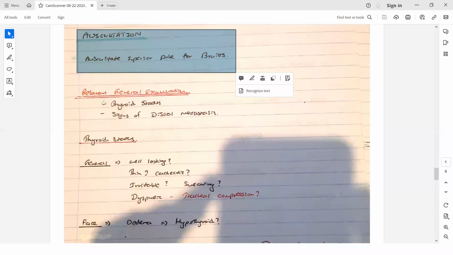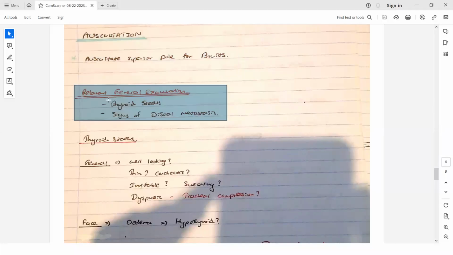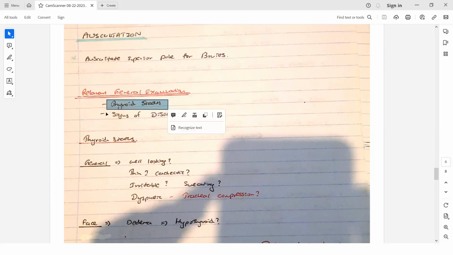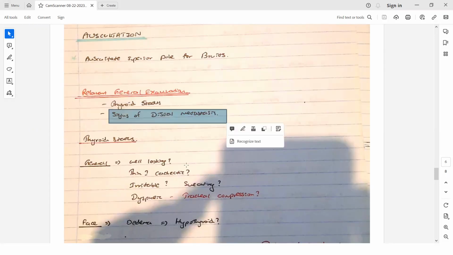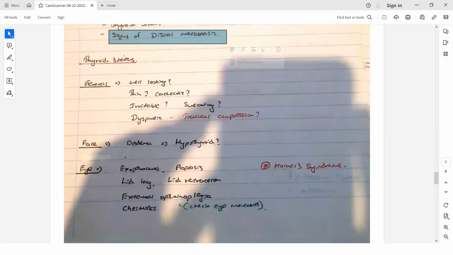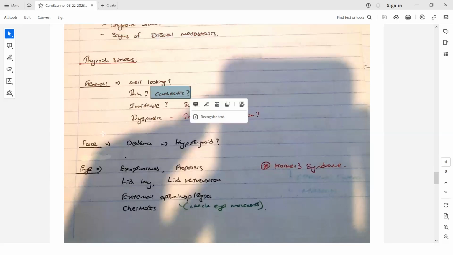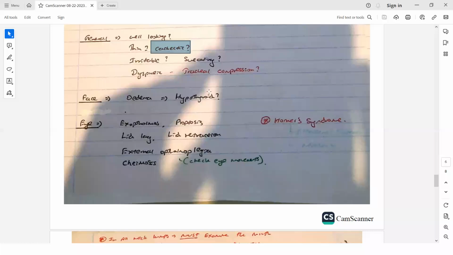And then you can do the relevant general examination, mainly focusing again on the thyroid status and looking for features of distal metastasis. Comment on whether the patient is well looking, thin, cachectic or not, irritable, sweating. Dyspnea could indicate tracheal compression. Irritability and sweating are features of hyperthyroidism; cachexia may indicate malignancy or severe hyperthyroidism. Facial edema can be due to hypothyroidism or even venous congestion.